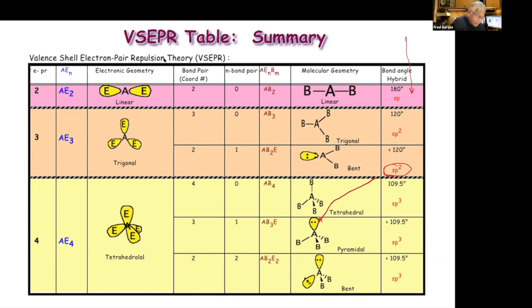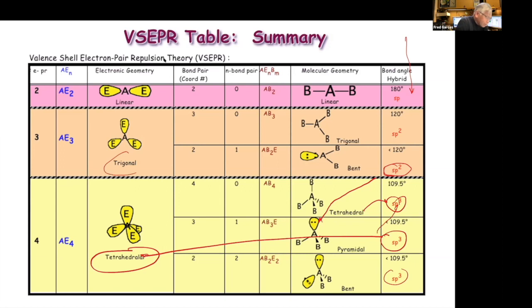Know that if it's tetrahedral, it's sp3. When it's tetrahedral electronic geometry, it's always sp3. When it's trigonal electronic geometry, it's always sp2. And when it's linear, it's always sp. The s stands for the s orbital, the p stands for the p orbital. Remember, there are 3 types of p orbitals. So that's why you can get sp3, sp2, and sp. Don't overanalyze that. It's associated with the electronic geometry.